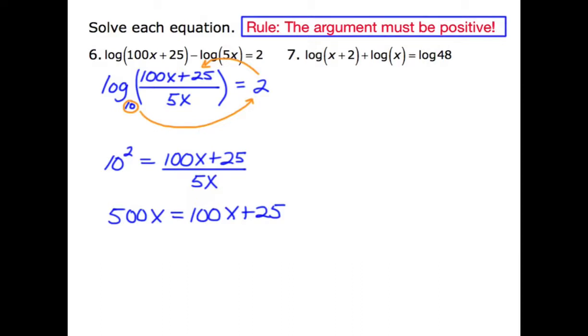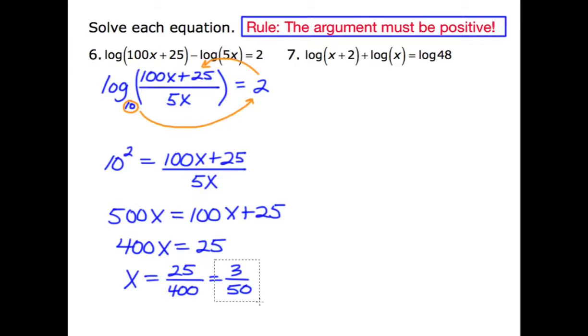Subtracting 100x from both sides, I'll get 400x equals 25. And then dividing both sides by 400, I'll end up getting x equals 25 over 400, or 1/16. And of course, the reduced answer is probably the preferred answer. Let's move to our last problem.